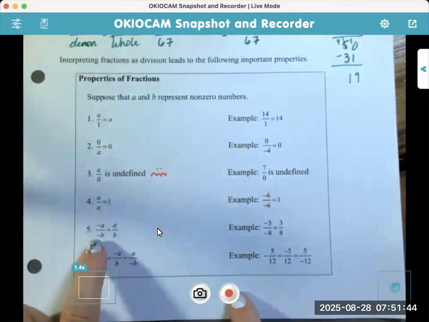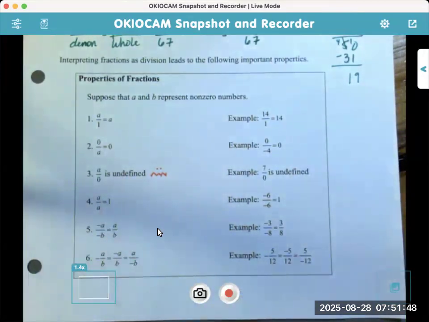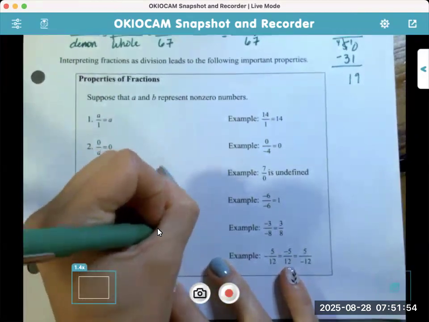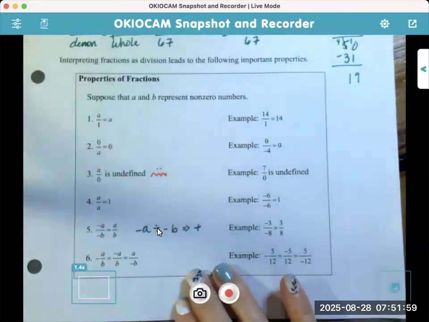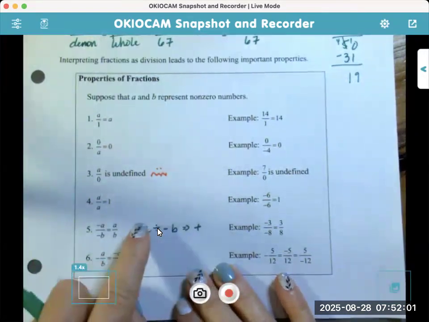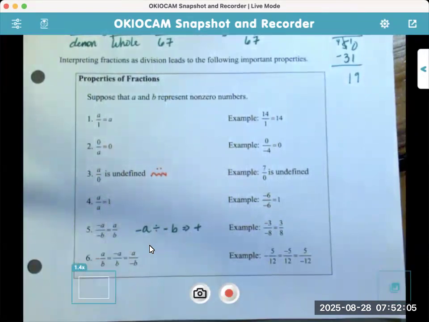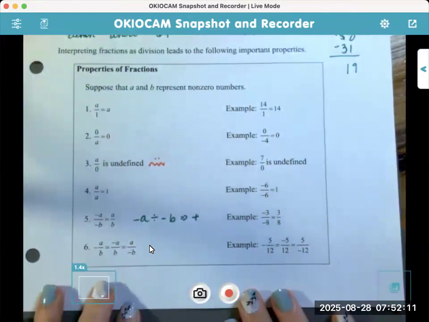A negative number over a negative number is a positive. That's because this is technically division. Fractions are technically division. This is also negative a divided by negative b, which then spits out a positive, right? Because a negative times a negative is positive, a negative divided by a negative is positive. So a negative over a negative is positive. The location, if I have 1 negative, can be in front, on top, or on the bottom.